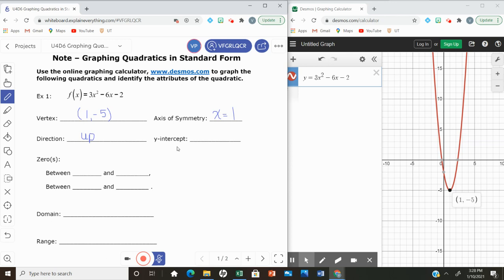and the y-intercept. So if you remember your notes from the last lesson, the y-intercept in standard form is going to be the c value, which in this case is -2, or you can actually look at your graph over here. Where does it cross the y-axis? And remember, that's your vertical one. The y-intercept is 0, -2.